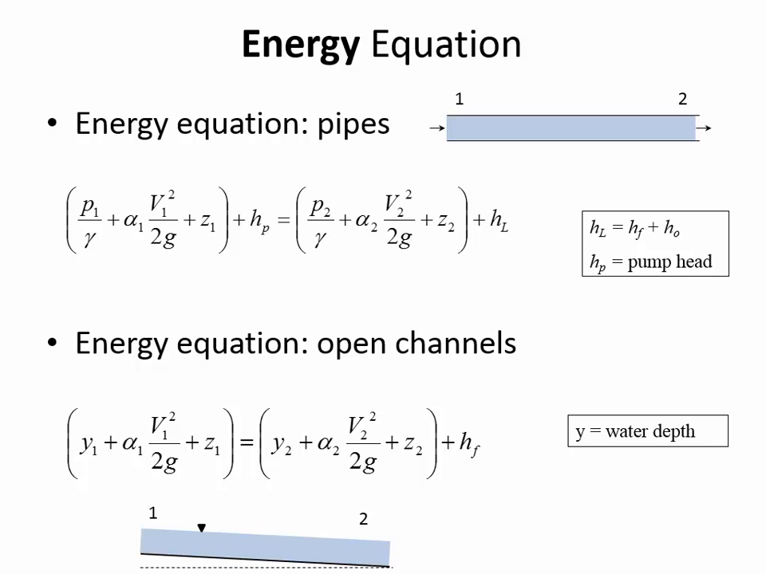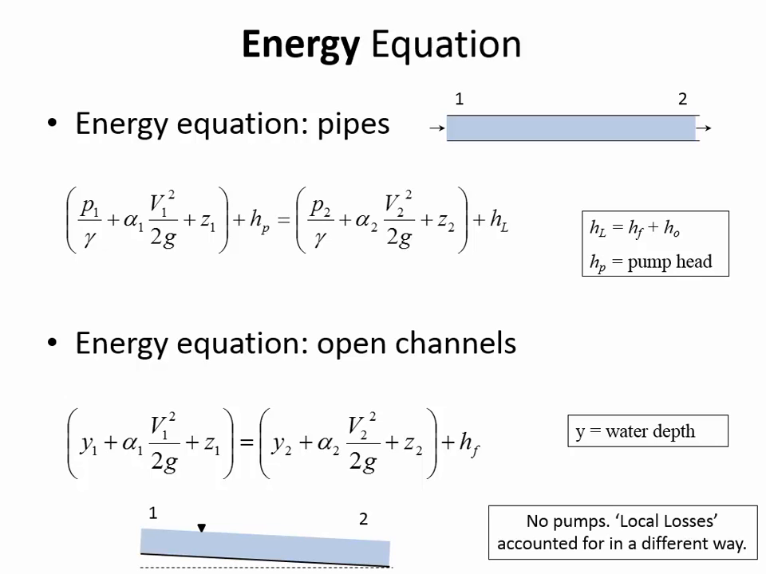That's the depth of it. You'll notice that Z1 and Z2 are accounted for, and so differences in elevation are accounted for in the same way that they were in the energy equation with pipe flow. And we still have the velocity head as well. But there is no pump in an open channel, and local losses aren't handled inside of this energy equation. When we have local losses, we're going to account for them separately.